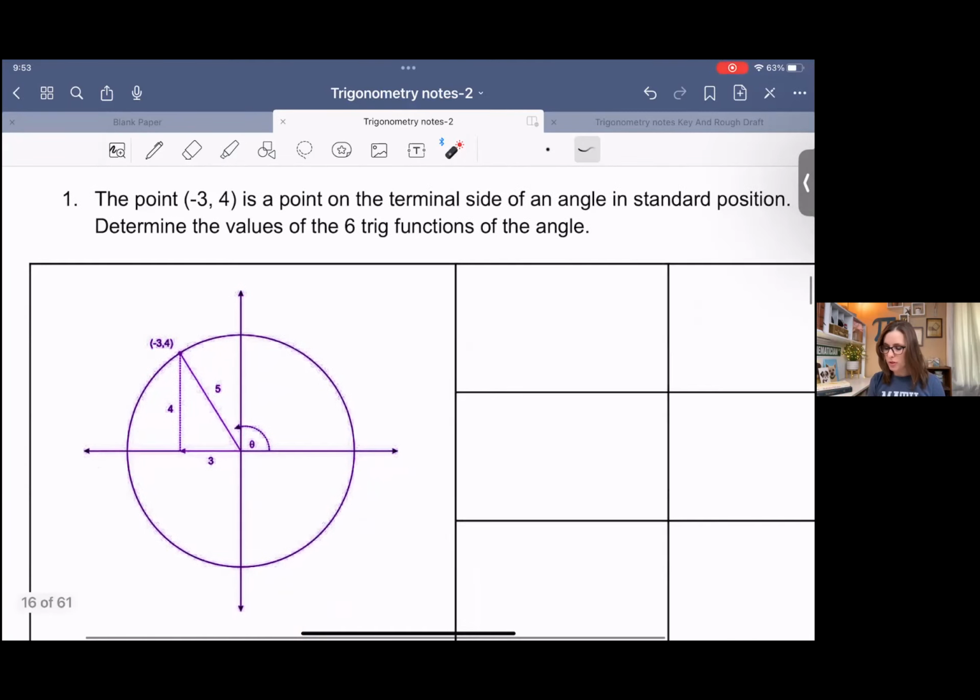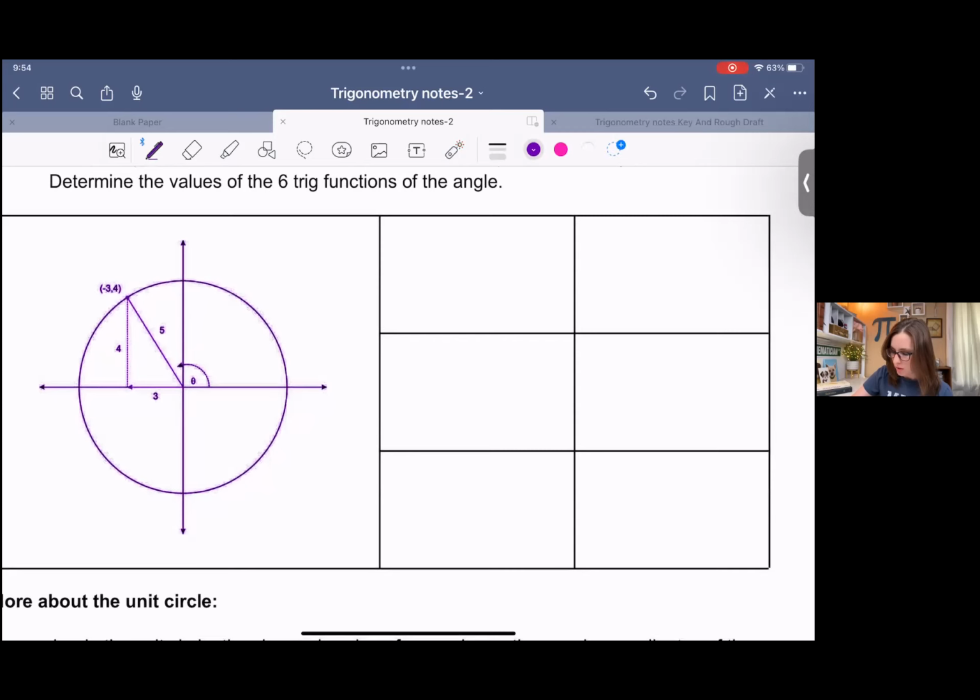the point -3, 4 is a point on the terminal side of an angle in standard position. So they did initial side, terminal side. And we're going to determine the values of the 6 trig functions of the angle. So we've got this triangle formed, and we're going to be looking at this angle here. And we're going to do sine, cosine, tangent. I'm going to make this more organized.